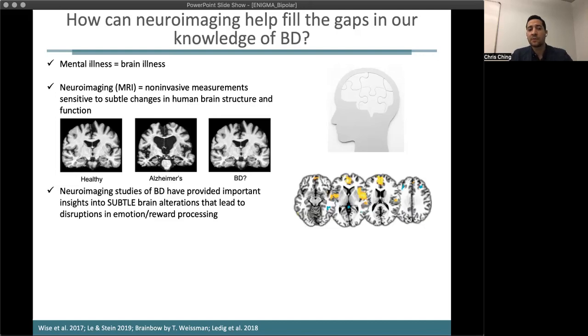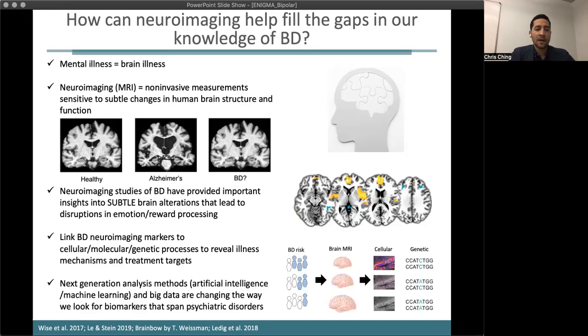And that's exactly what neuroimaging researchers have been doing over the past several decades, really providing important insights into those subtle brain alterations that lead to disruptions in emotion and reward processing. So they're the hallmarks of the illness. One of the other things that we're really trying to do is to link what we see on an MRI level to the underlying cellular, molecular, and genetic processes to try to reveal illness-specific mechanisms and hopefully new treatment targets.